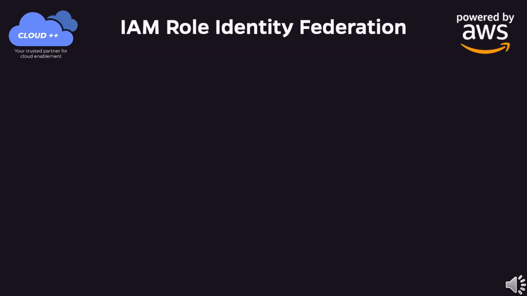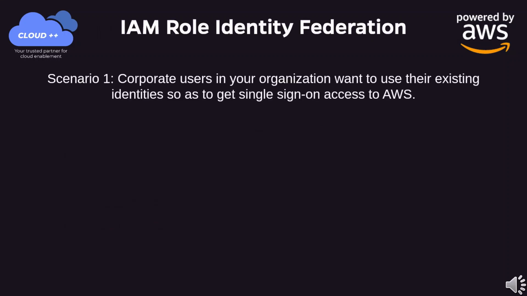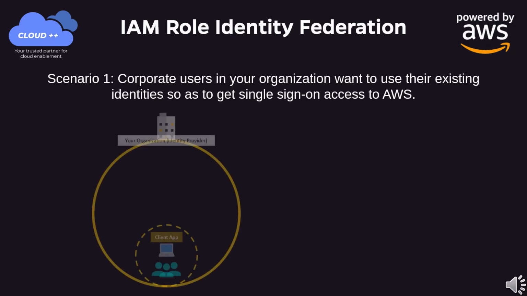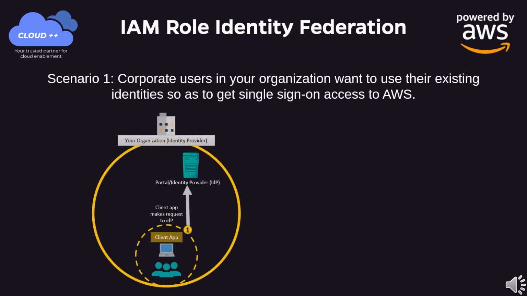IAM Role Identity Federation. Scenario 1. Corporate users in your organization want to use their existing identities so as to get single sign-on access to AWS. Let's look at the steps for this scenario. Step 1. A user in your organization uses a client app to request authentication from your organization's identity provider. Step 2. The identity provider authenticates the user against your organization's identity store. It could be an Active Directory or LDAP.